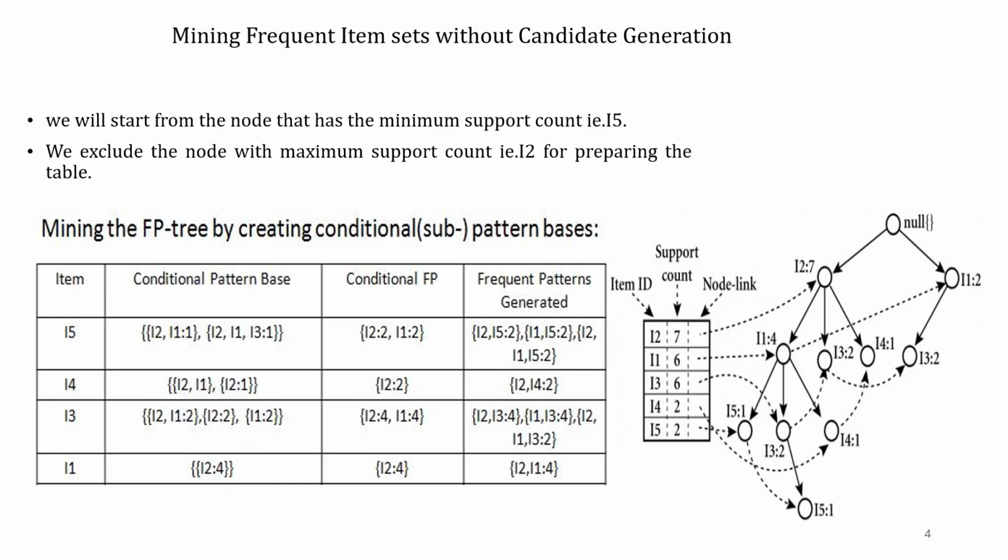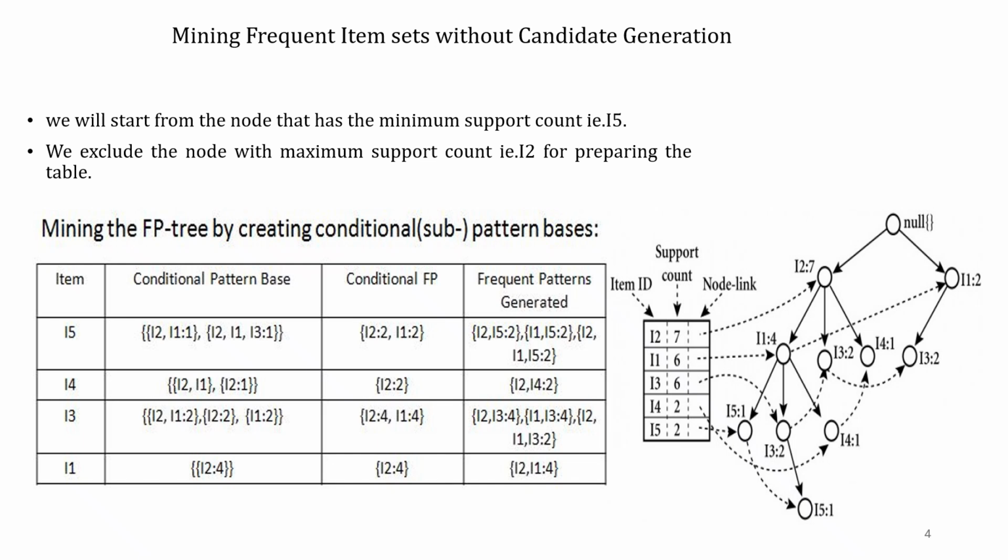Now let us see the mining of frequent item sets without candidate key generation. I have also given this tree here for reference while we are generating the frequent patterns. Here I have put all the items I5, I4, I3, I1. I have not put I2 because for all these items, we are going to navigate the paths in which they had traveled.